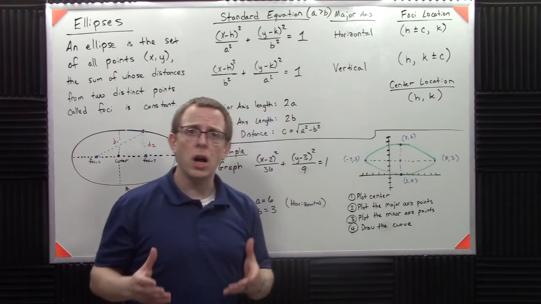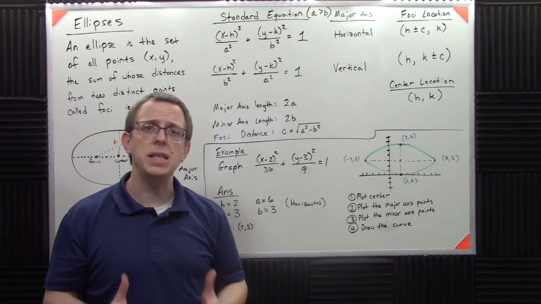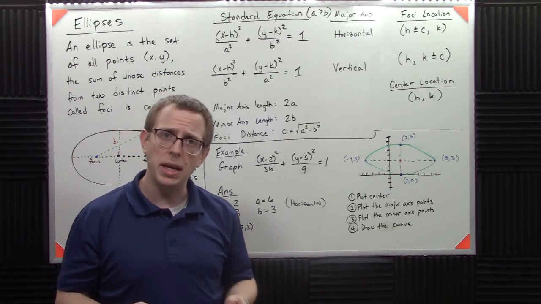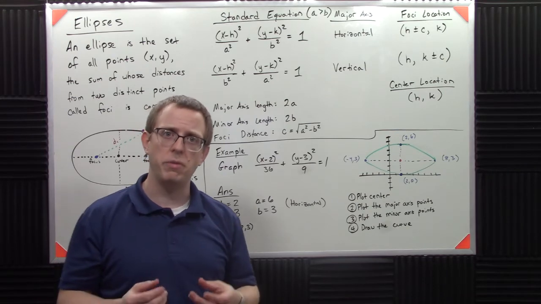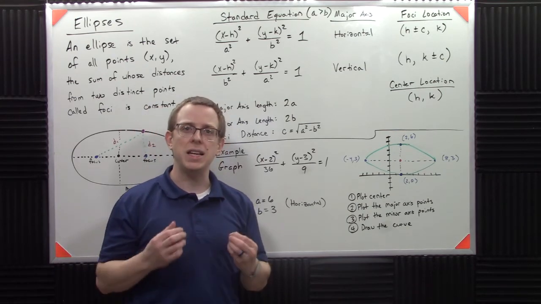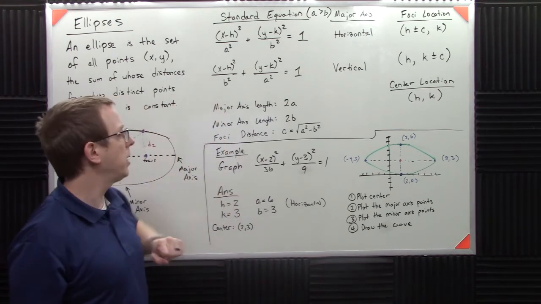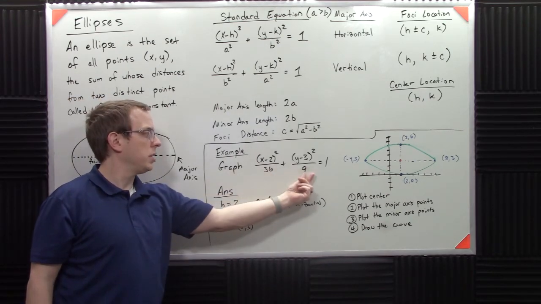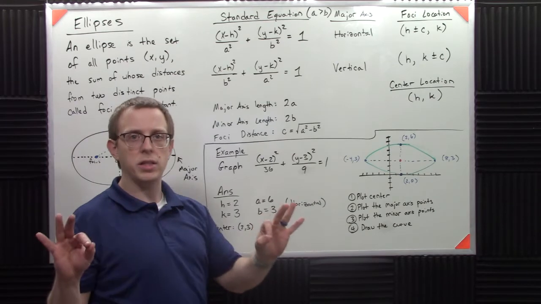Simple enough. There's a lot going on here, but there's actually a pretty easy way to graph this sort of thing if it's already in standard form. Getting it in standard form is a different type of exercise, but let's say it's already in (x minus 2) squared, (y minus 3) squared, this is over 36, this is over 9, equals 1. So we're already in standard form.